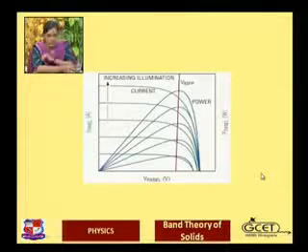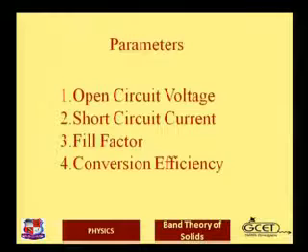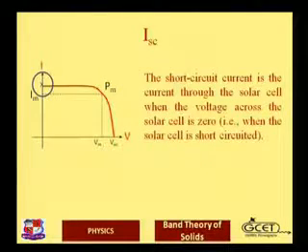The main four parameters of any solar cell are open circuit voltage, short circuit current, fill factor and conversion efficiency. Open circuit voltage, that is VOC, short circuit current, that is ISC, fill factor FF, and conversion efficiency, denoted as eta. These four are the major parameters for any solar cell. Now what is ISC?